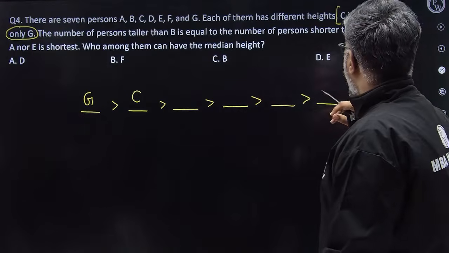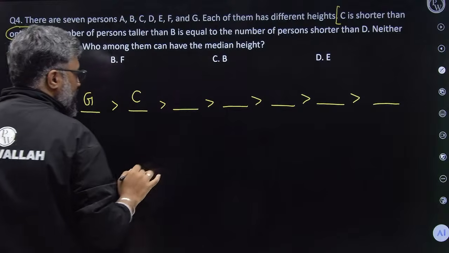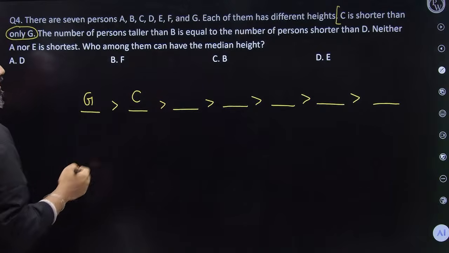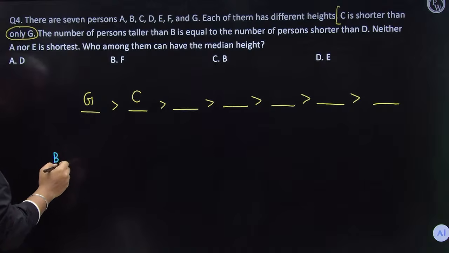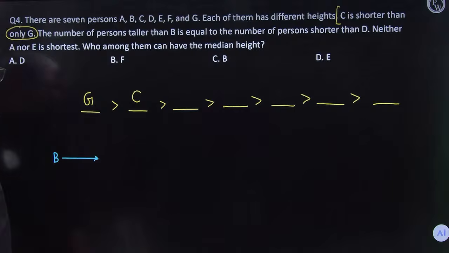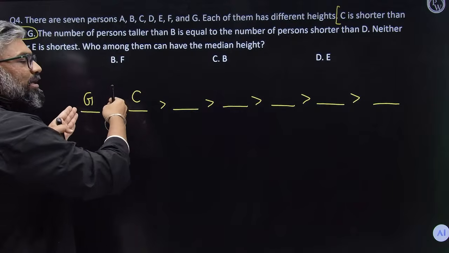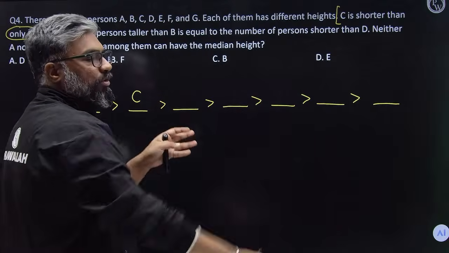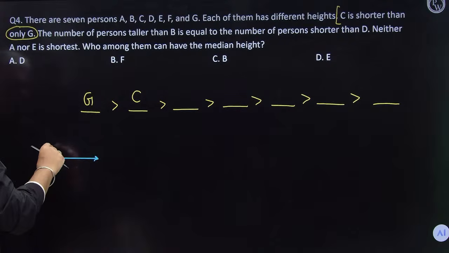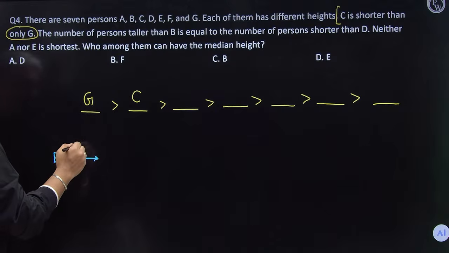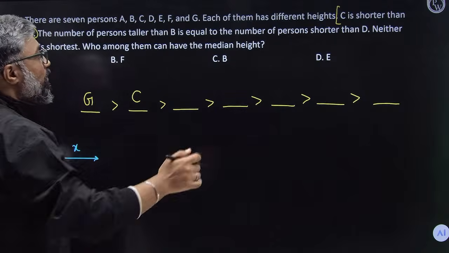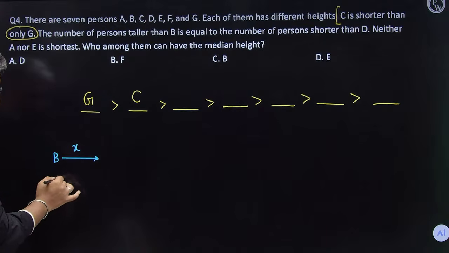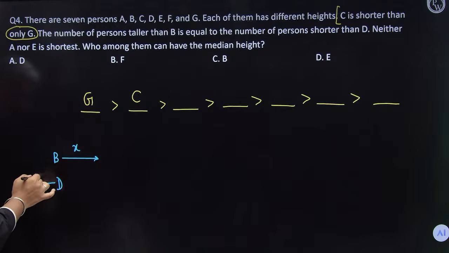Number of persons taller than B. If I were to look at this, wherever B is coming, it's the number of people to the right of B, correct? For example, if B is here, then B is taller than 6 people. If B is here, B is taller than 5 people. If B is here, B is taller than 4 people, so on and so forth, correct? So the number of people to the right of B, let's say X, this X is the same as the number of people shorter than D. That means wherever D is, D's left should also have X number of people.